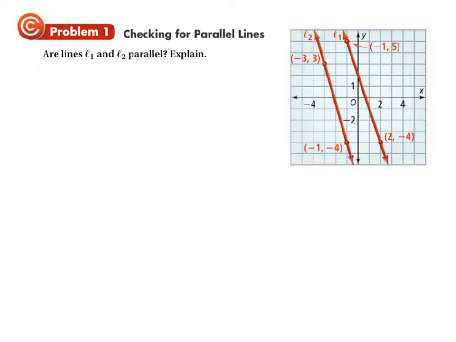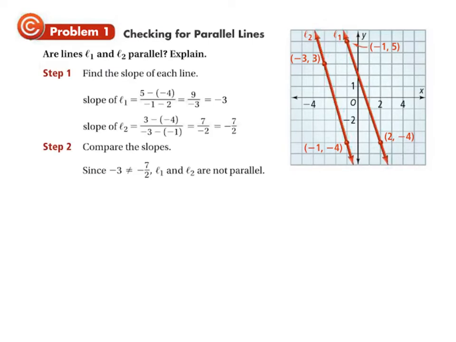So let's do that. To find the slope of each line, we take two points and do the change in y over the change in x. When we do line 1, we see that it has a slope of -3. Line 2 has a slope of -7/2, which is actually -3.5. Those numbers are close, but not the same. So these amounts are not equal, and the lines are not parallel.